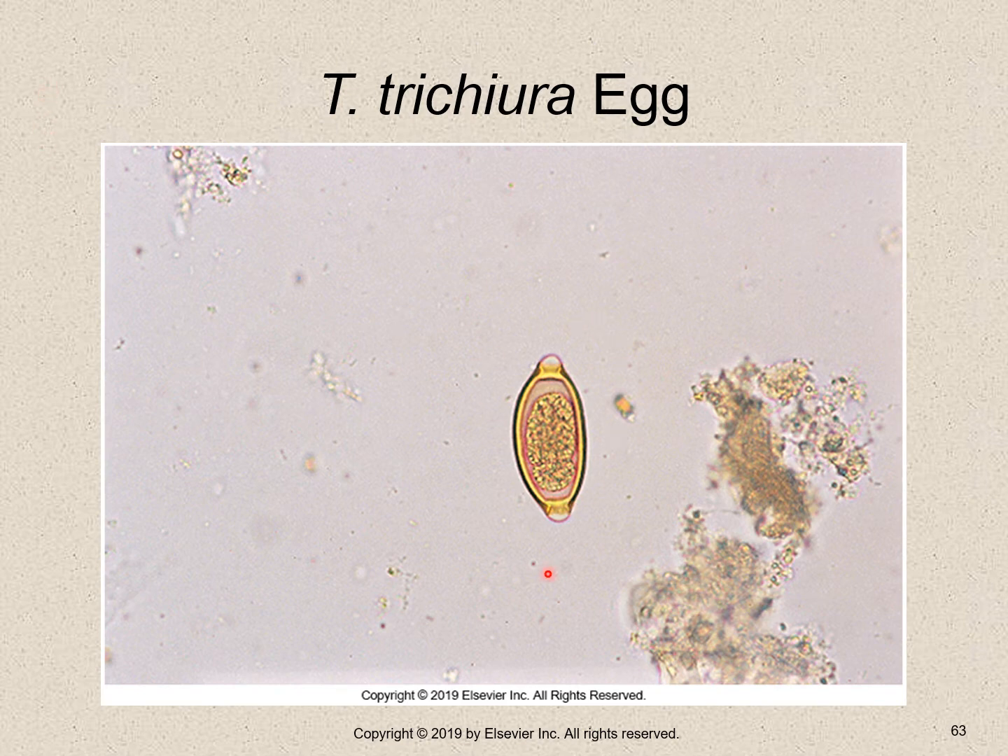So here's an example of the Trichuris trichiura egg. So this is a more distinct looking egg. As you can see, the barrel shape and then the polar plugs at either end.